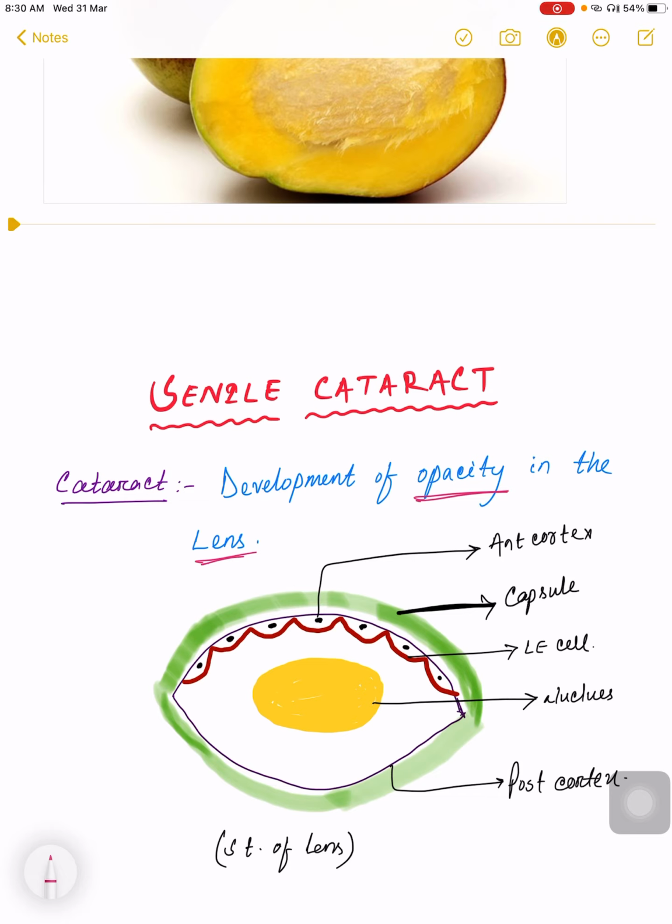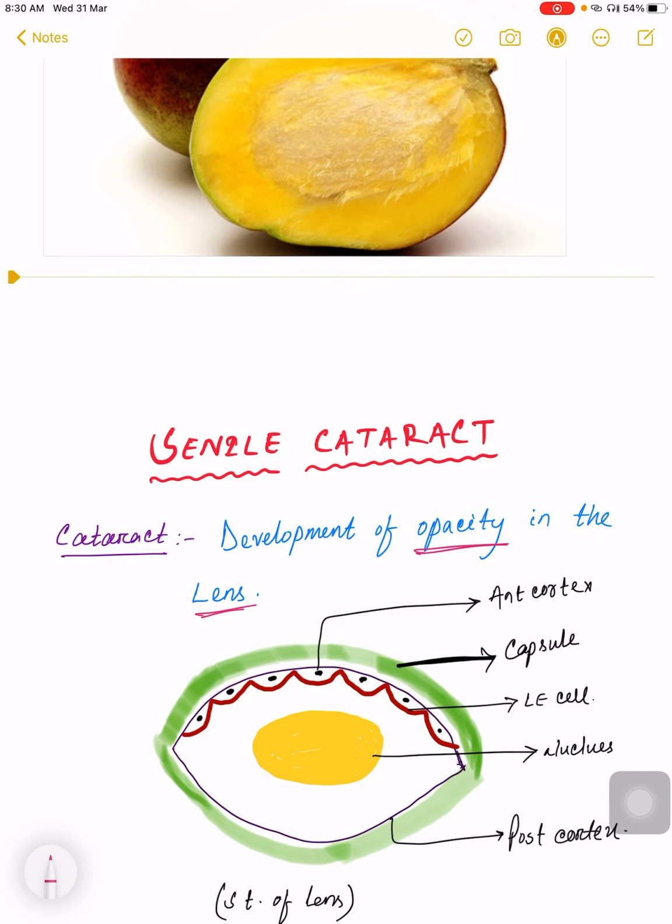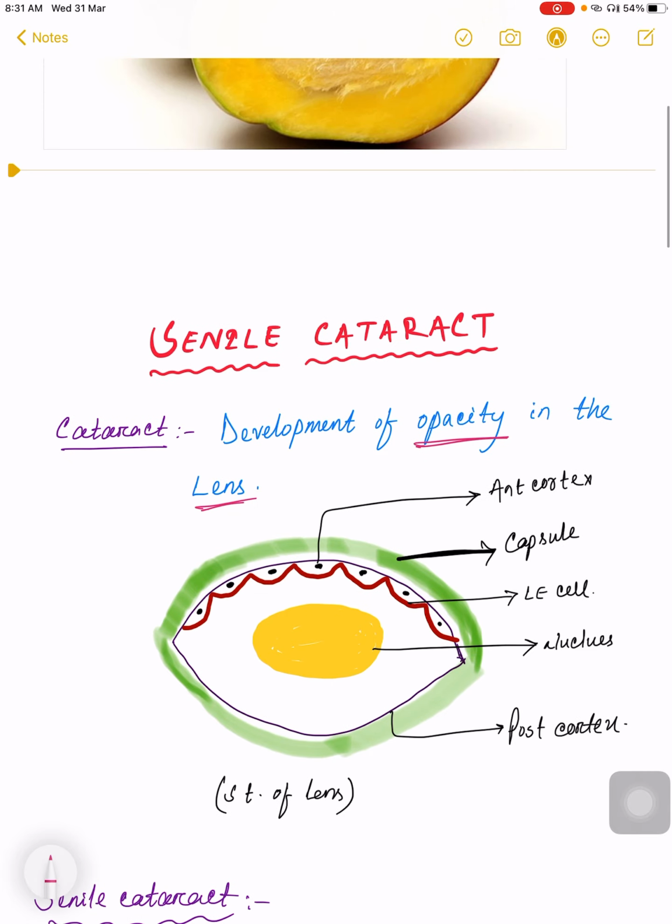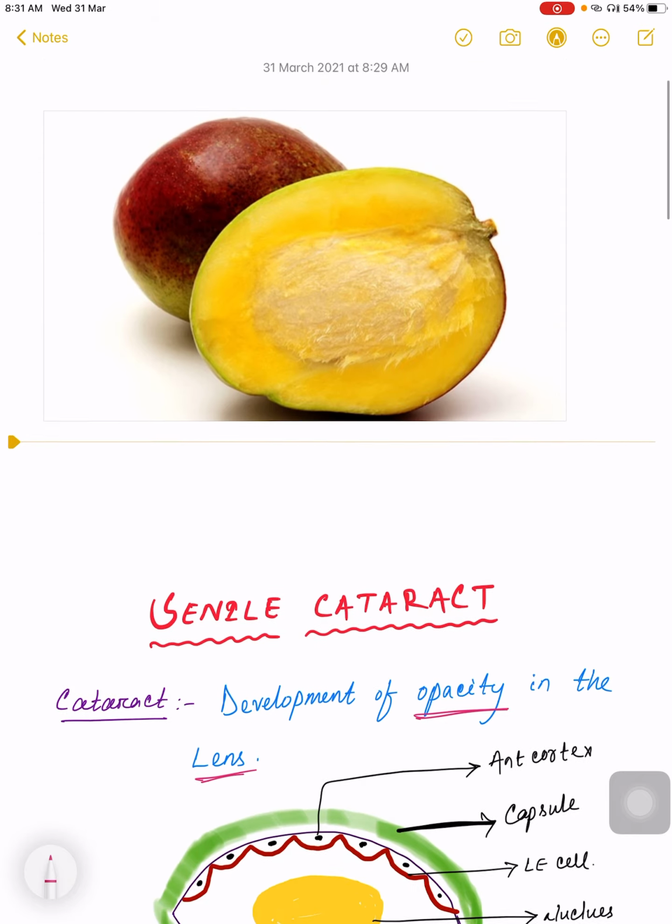Before going to senile cataract, I'll show the structure of the lens. It is very easy to remember. Most students are very confused about the structure of the lens. If you compare the structure of the lens with a mango, you can easily remember it forever. You'll never forget these things in your lifetime, so be conscious.